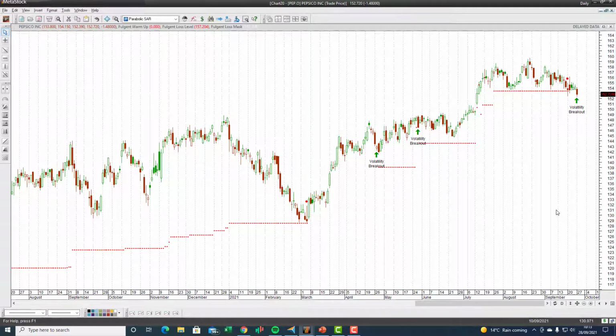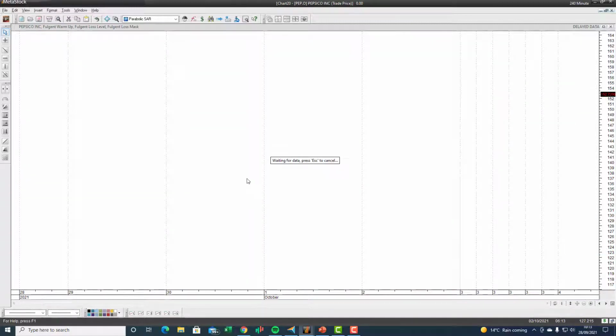It's got a new volatility breakout. Trading the bottom end of the base, it's at a critical juncture there. If it loses support at that level, it will be interesting to see what's on the 4-hour chart. Let's go and take a look. There we go.